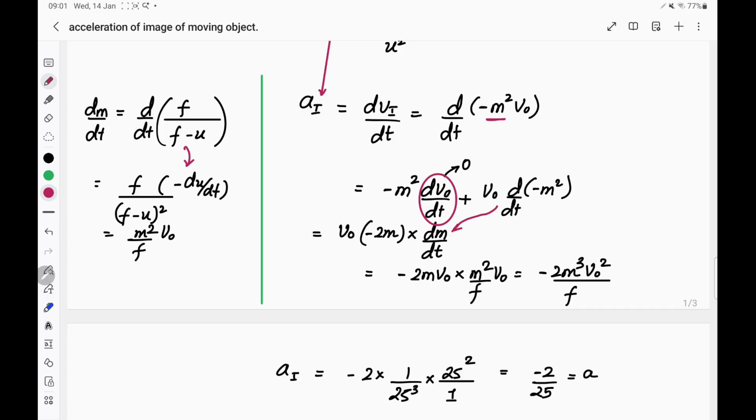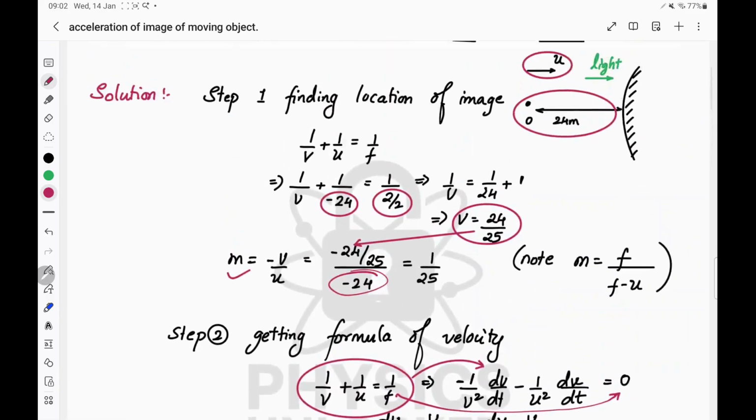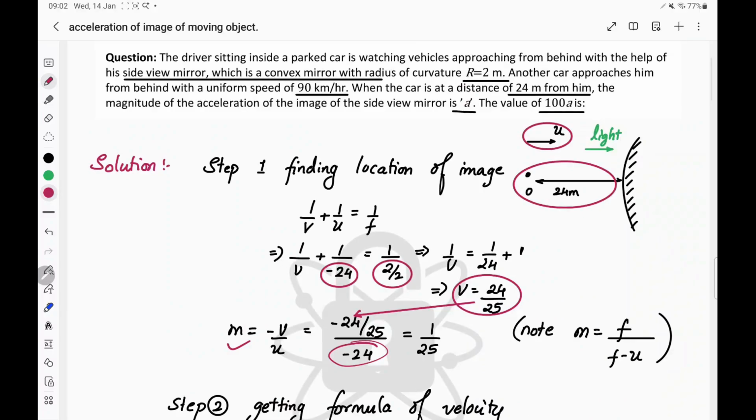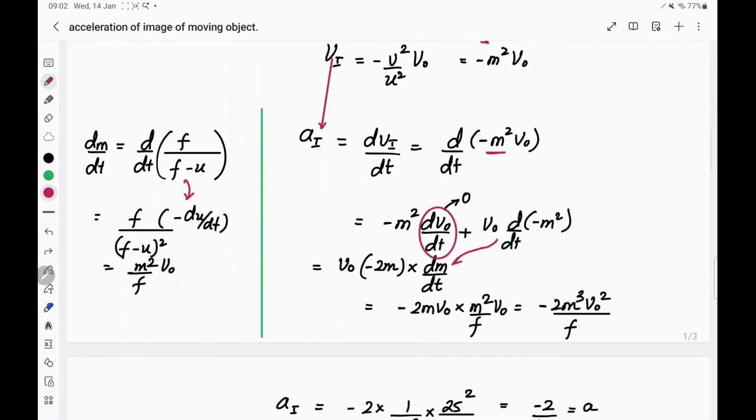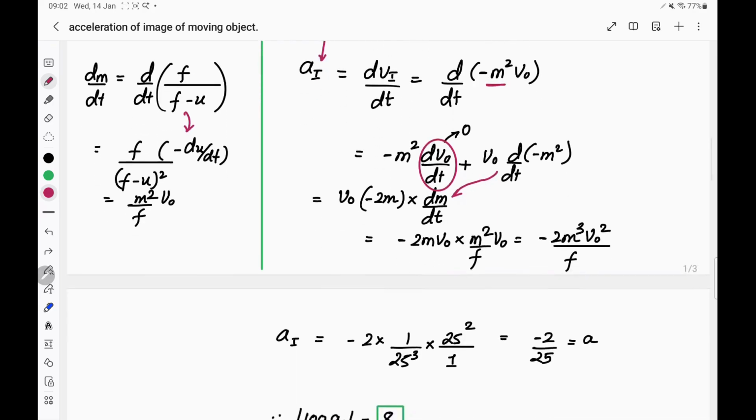The velocity of object is 25 meter per second. So velocity of object can be easily gotten. Here it is given 90 km per hour. Multiply 5 by 18. So when you multiply 5 by 18, you will get the velocity of object in meter per second. 90 into 5 by 18 will be 25. So we are going to substitute that towards the end.